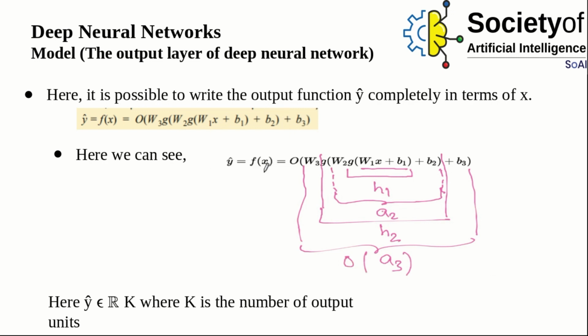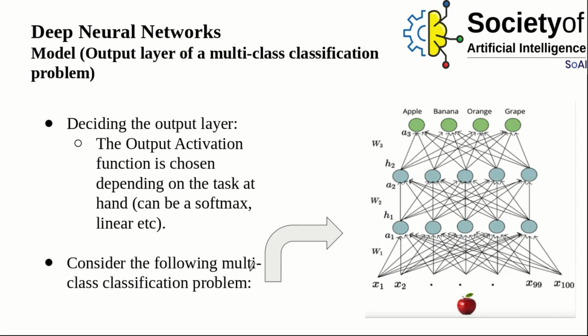Here we can see that y cap, we can break it as O of A3, which we can say as W3 times H2 plus B3, which in turn we can say as W times A2, with this function being represented as A2, and W2 times G of W1 x1 plus B1 being represented as H1. Here, y cap belongs to R^K, where K is the number of output units.